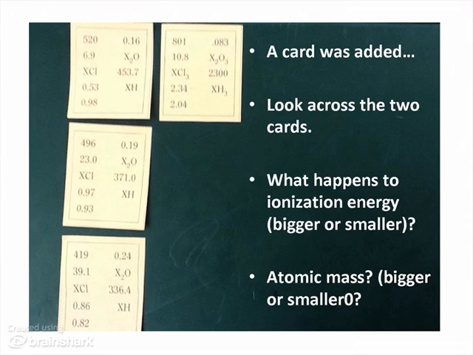Now look at atomic mass. Does it get bigger or smaller? And, as an aside, excuse the typo, that 0 was supposed to be a closing parenthesis. Now find that fourth card that has ionization energy of 801 and atomic mass of 10.8 in your set of cards and place it into your arrangement in your workspace. Then move on to the next slide.